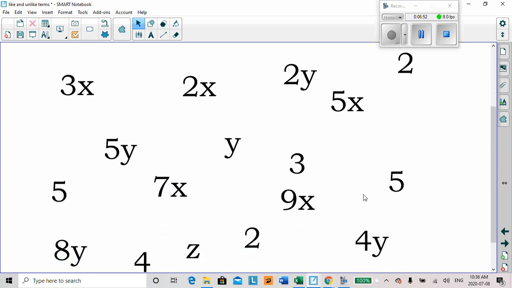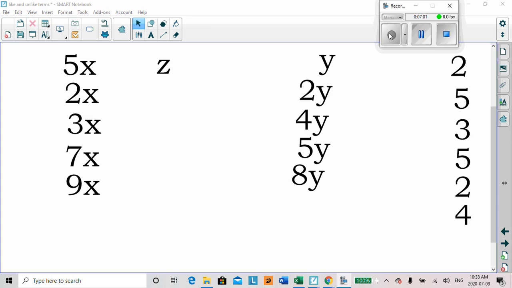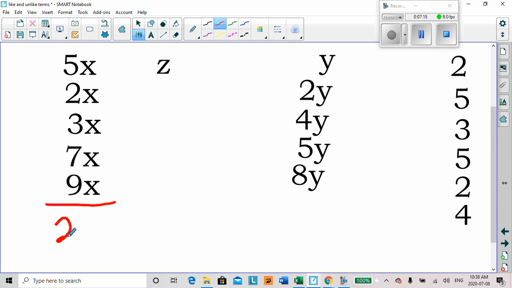See if you can sort this one. Pause the video and come back and see if you have the same thing that I have. Here they are, all sorted. Now what I'm going to do is add up how many x's I have. 5 plus 2 plus 3 plus 7 plus 9 is 26 x's. I have only one z.